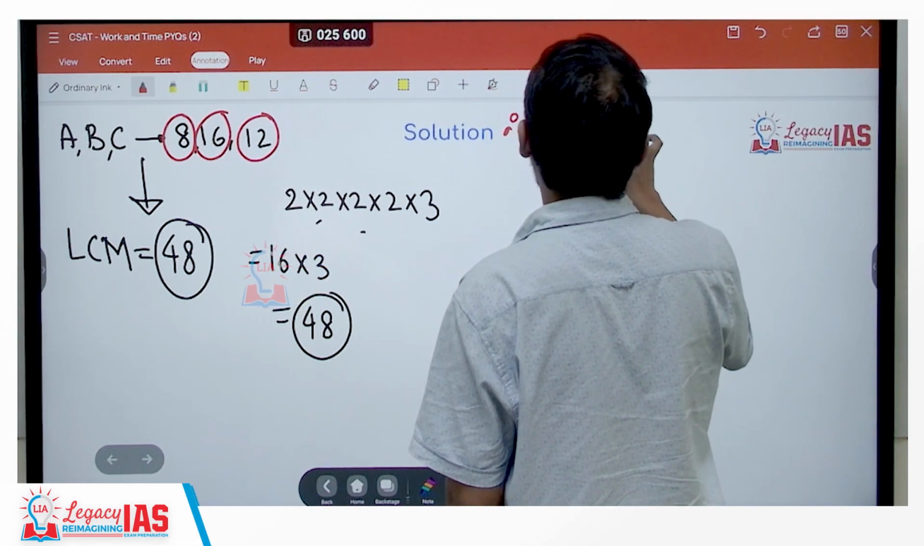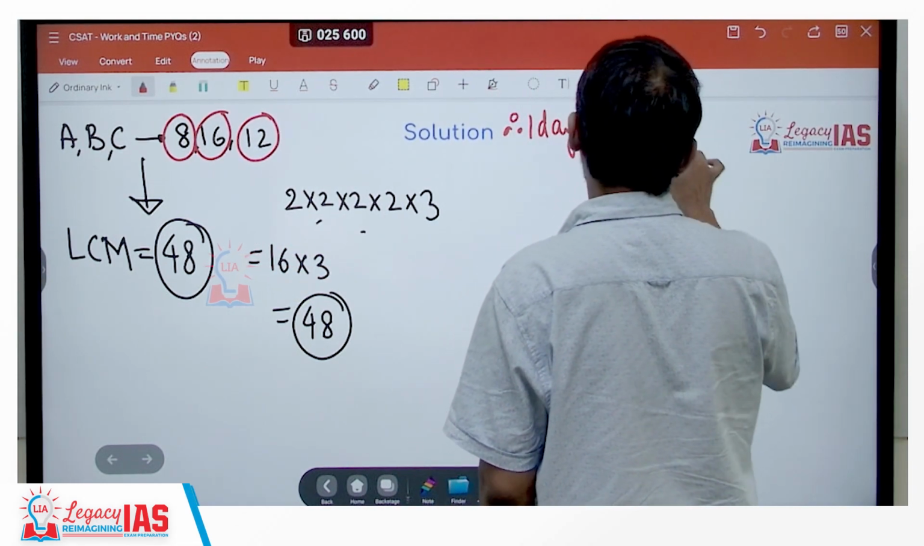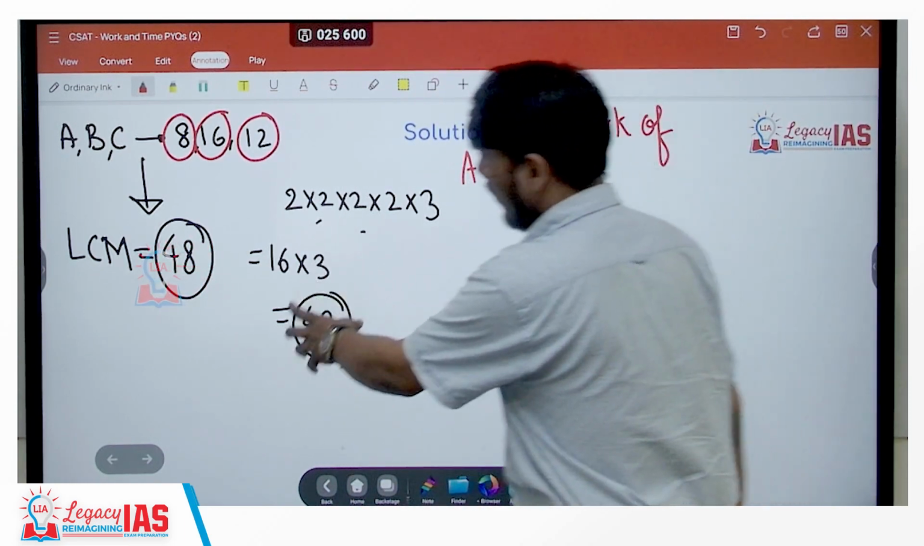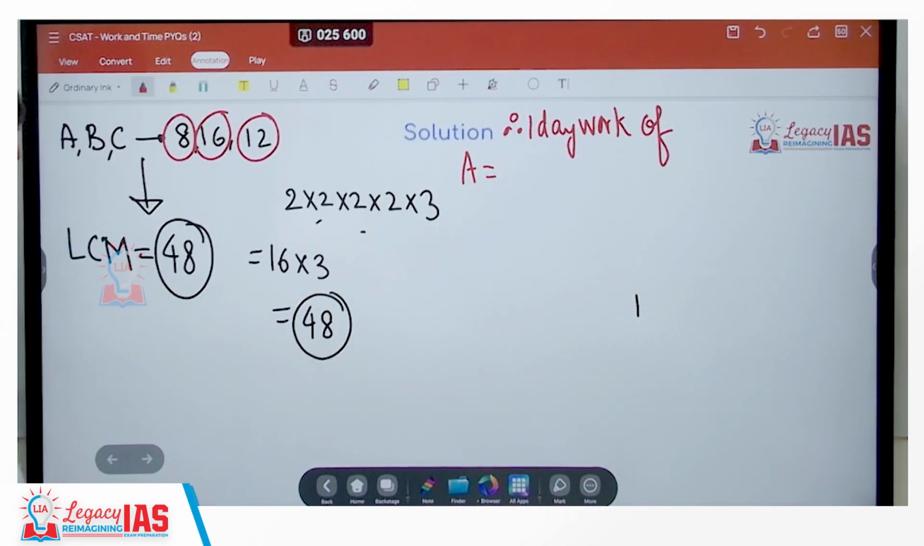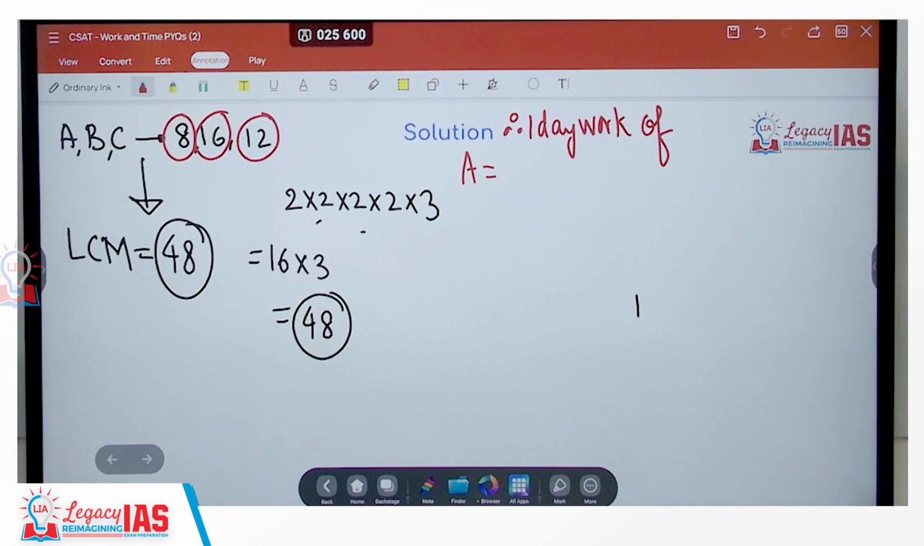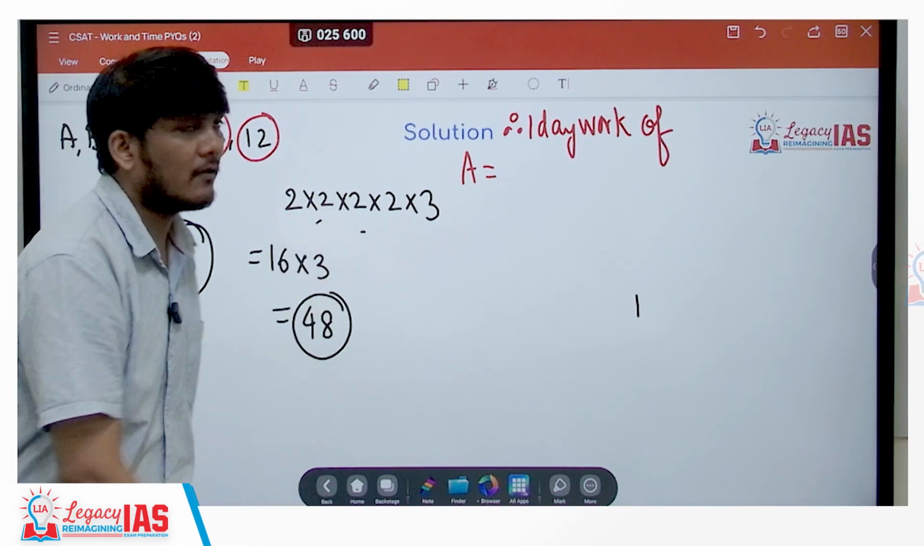1 day work of A will be how much? Total work is 48. Right. Now, what is happening is A is taking 8 days to do the entire 48 units of work.